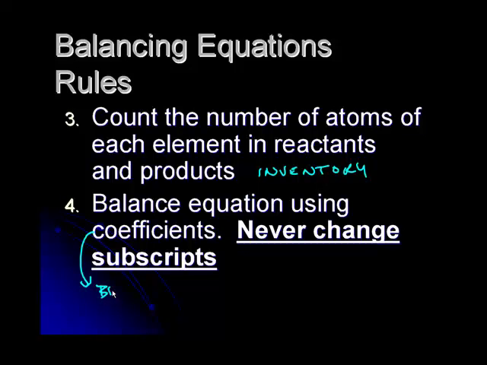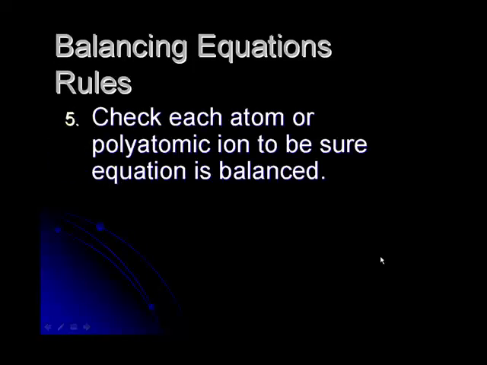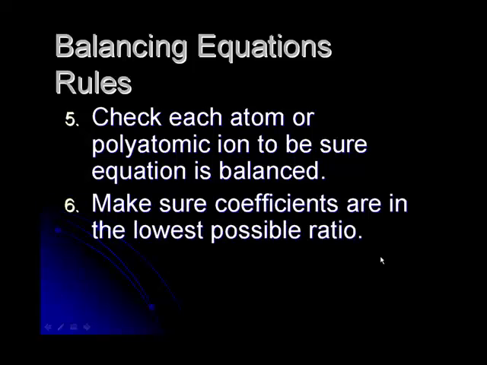Coefficients are the big numbers in front, like I was showing you in the last vodcast. You never want to change the little numbers at the bottom. So don't change subscripts. You're only going to do the big numbers in the front. And then when you're done, you want to check each atom or polyatomic ion to make sure you've got the same on the left and on the right.